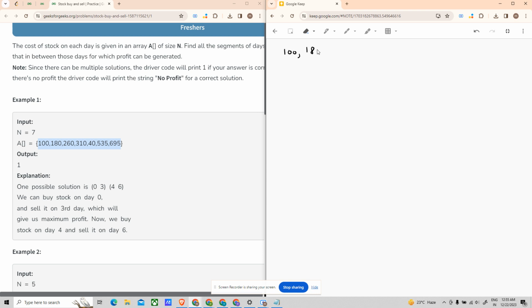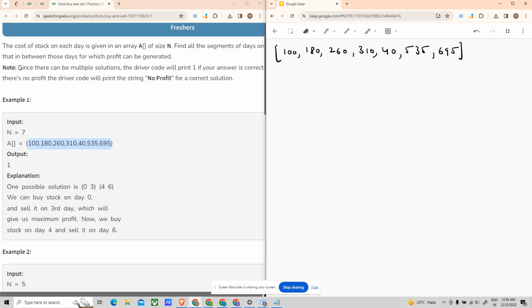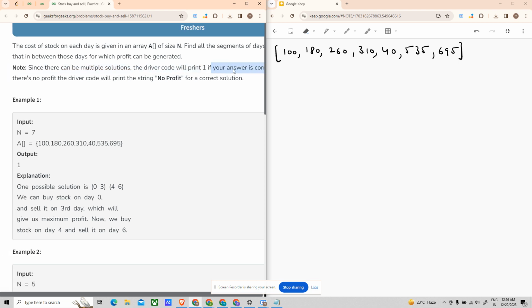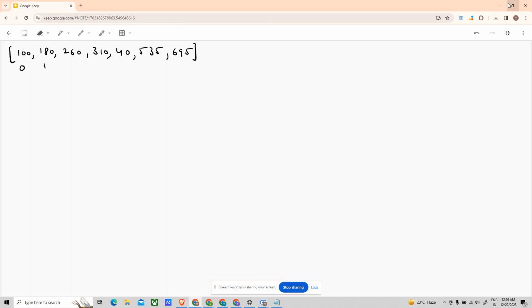100, 180, 260, 310, 40, 535, and 695. Now here it is written, since there can be multiple solutions, the driver code will print 1 if your answer is correct. I say mark the indices 0, 1, 2, 3, 4, 5, 6. I say plot the graph.